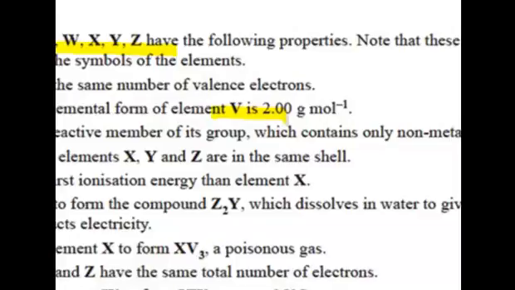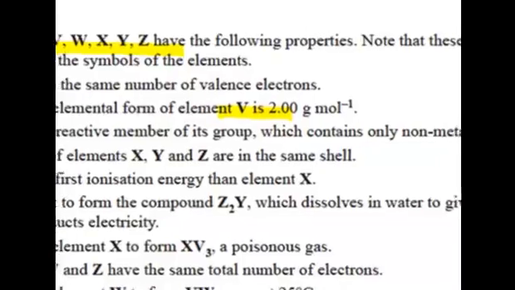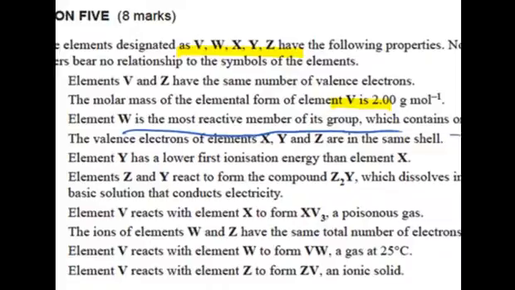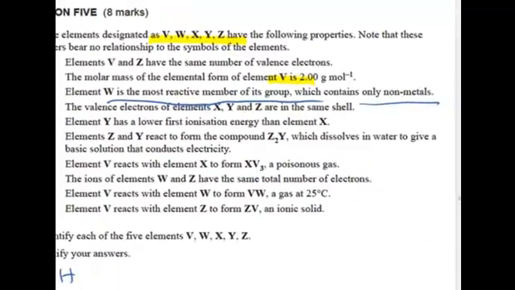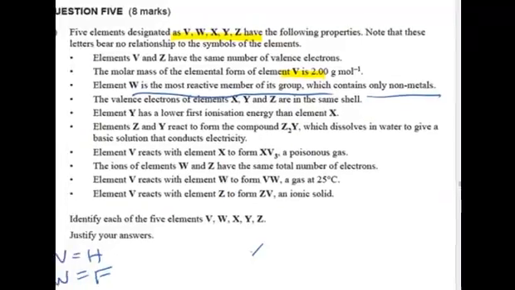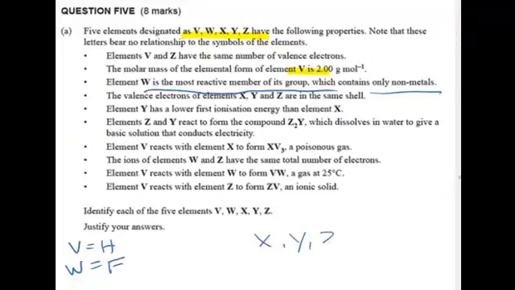So if we carry on, we see that W is the most reactive member of its group, which contains non-metals. Now that's highly likely that we're talking about fluorine here. And we also notice that X, Y and Z are in the same shell, so that means that they're in the same row on the periodic table.